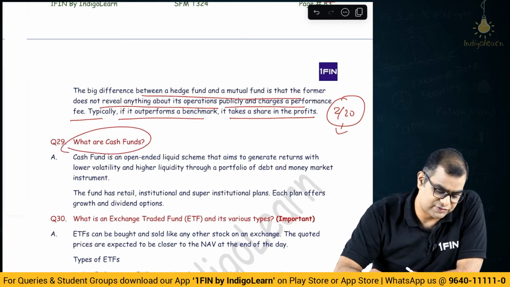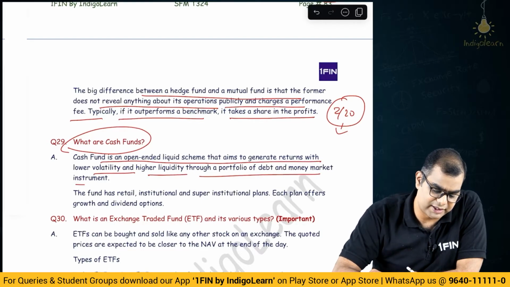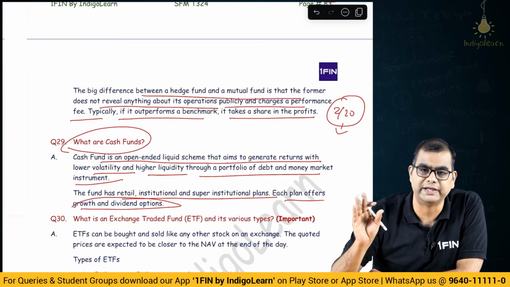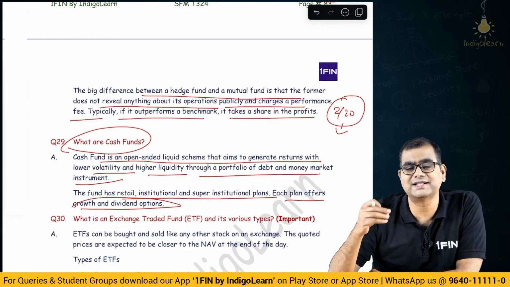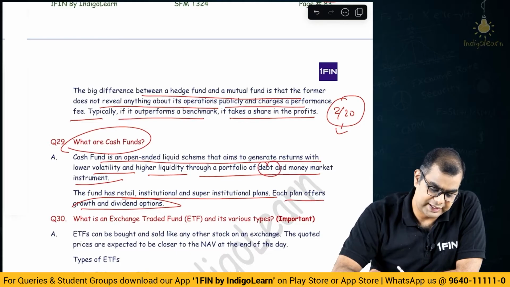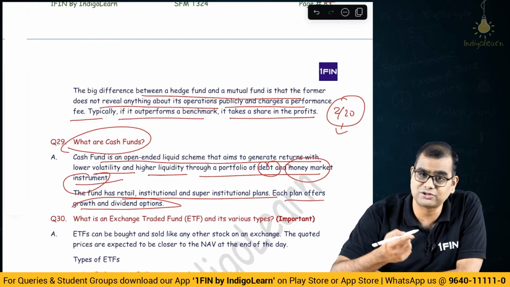Then you have something called a cash fund. A cash fund is an open-ended liquid scheme that aims to generate return with lower volatility and higher liquidity through a portfolio of debt and money market instruments. The fund has retail, institutional and super institutional plans, each plan offering growth and dividend options. Basically, it is not cash; when you say cash, it is equivalent to cash, right? So they invest in debt and money market instruments, and not in equity.